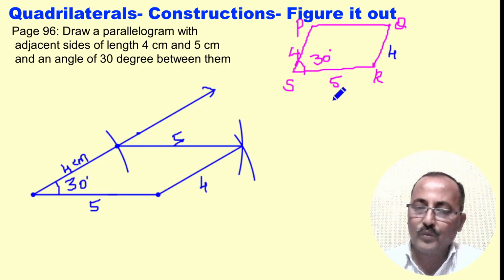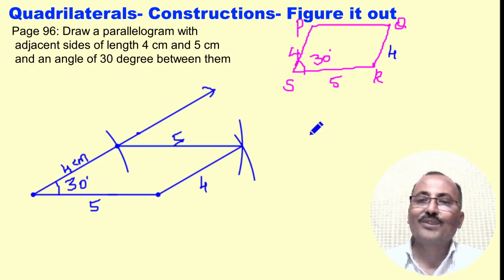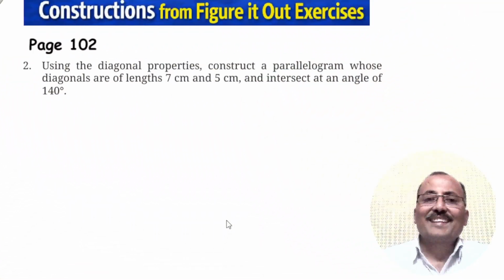Okay, do you feel it is very tough? Okay, let us go to the next question. My dear children, your next question is taken from page number 102 of your class 8 textbook. Question number 2: using the diagonal properties, construct a parallelogram whose diagonals are of length 7 centimeter and 5 centimeter and intersect at an angle of 140 degree.